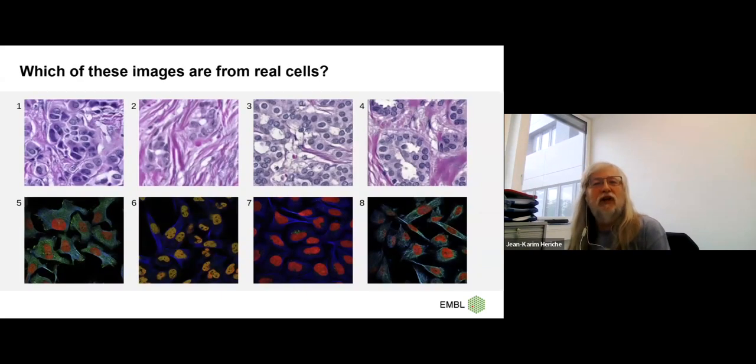And on the matter of trust, this is something that can come up. Which of these microscopy images do you think are real? I can leave you a few seconds to think and look before I give the answer.